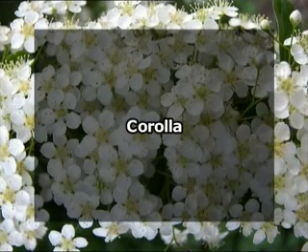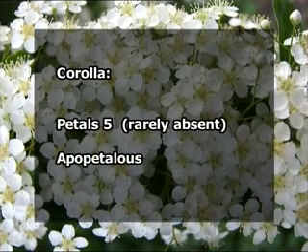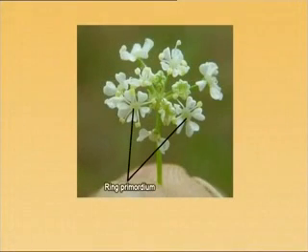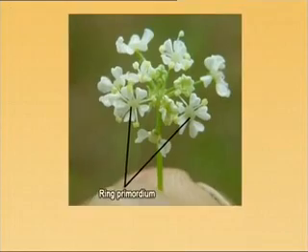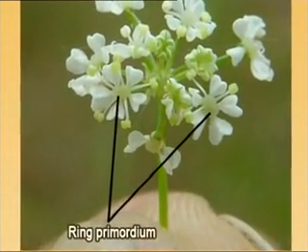Now the second whorl, what we call the corolla. Corolla is comprised of the petals, and the number of petals in Apiaceae flowers is 5. But we have some instances where these petals are completely absent. These petals, again, are apopetalous and they develop from a ring primordium. Usually these are inflexed and they show an aestivation called valvate.